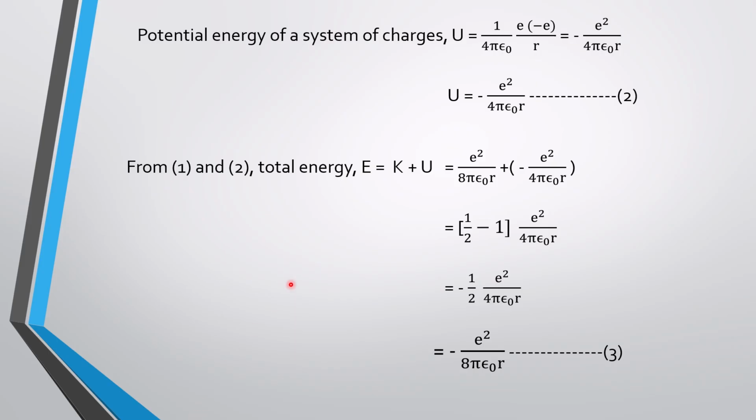From equation 1 and 2, total energy E is equal to e square by 8 pi epsilon 0 r plus minus e square by 4 pi epsilon 0 r. We can take e square by 4 pi epsilon 0 r outside. Here we have 1 by 2 and here minus 1. So we get minus 1 by 2 e square by 4 pi epsilon 0 r, or minus e square by 8 pi epsilon 0 r. So this is the equation for total energy of the electron.